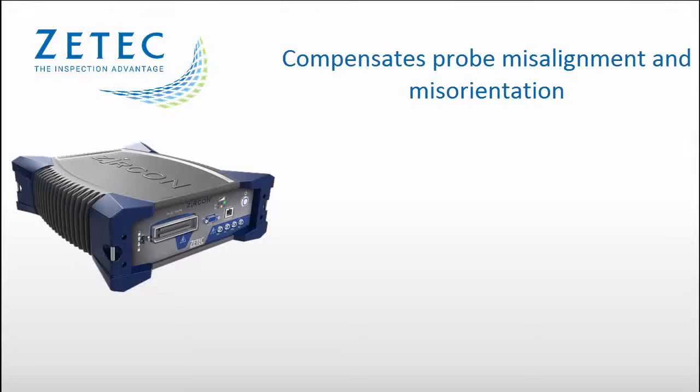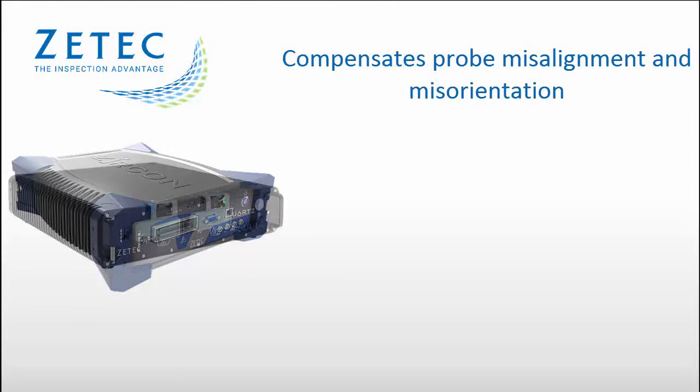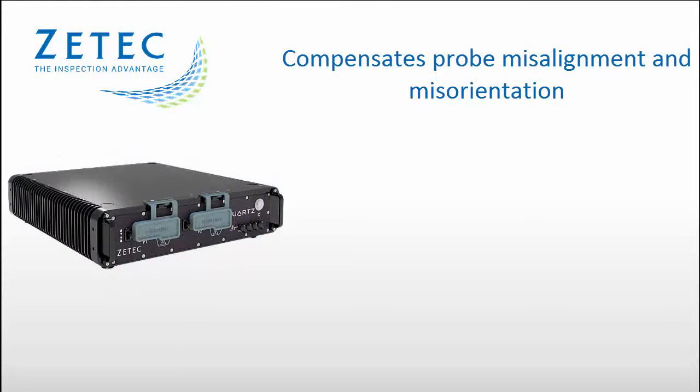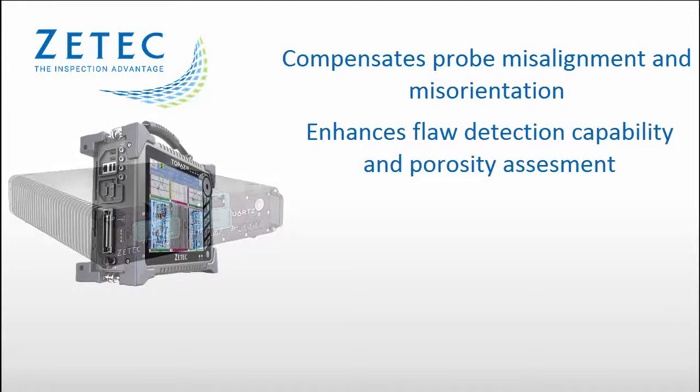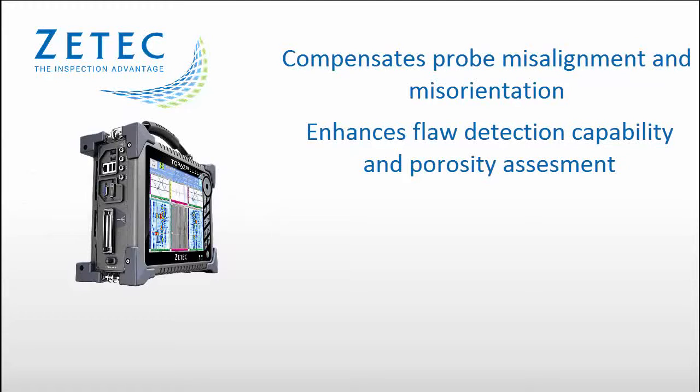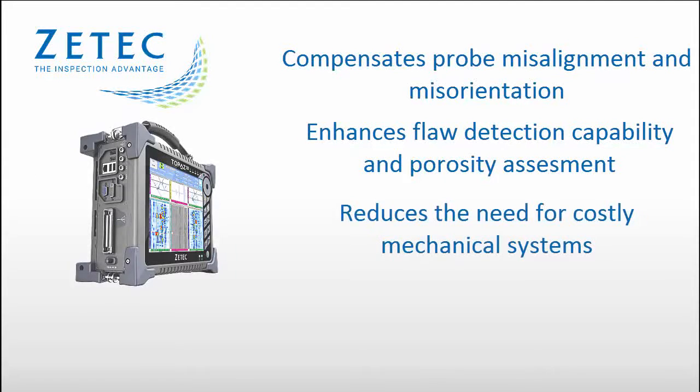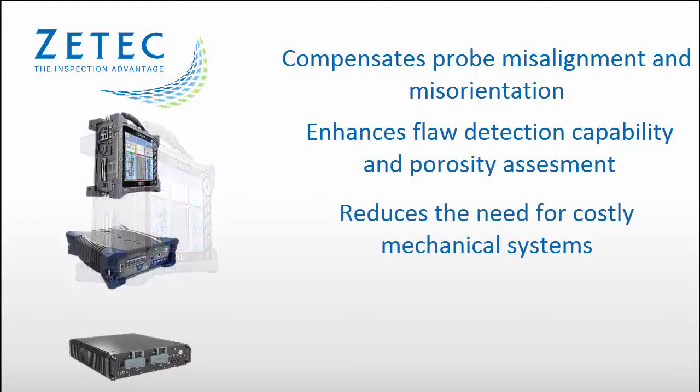With time reversal, Zetec offers a powerful technique that is able to compensate for mechanical probe misalignment and misorientation in real time without sacrificing scanning speed. Time reversal enhances flaw detection capability and improves porosity assessment by stabilizing the back wall echo amplitude. By mitigating the need for exact alignment and orientation, time reversal can drastically reduce the cost of mechanical scanning systems.